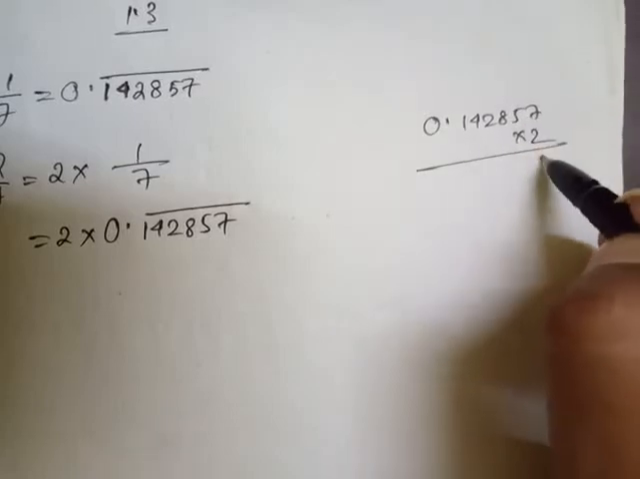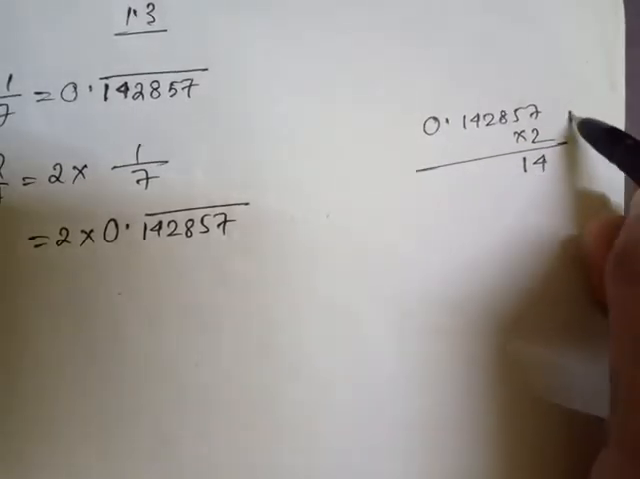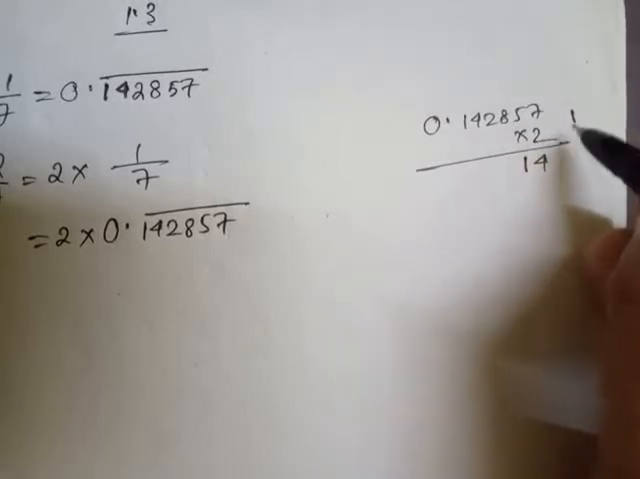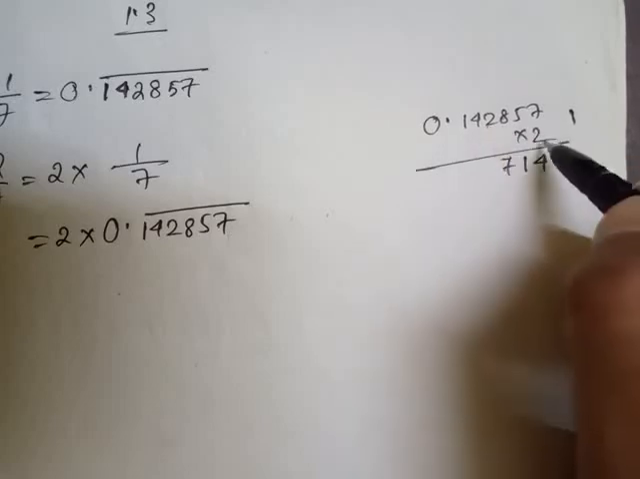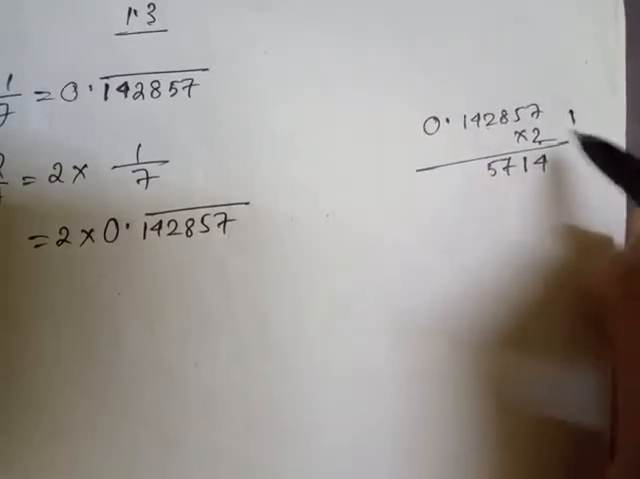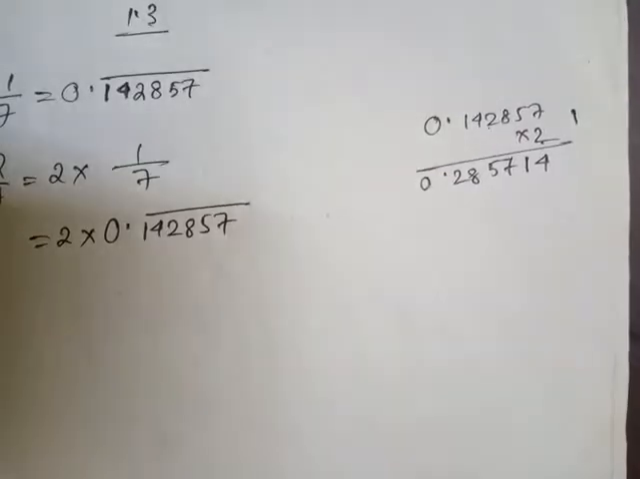Now 7 plus 7 is 14, 4 carry 1. 5 plus 5 is 10, plus 1 is 11, 1 carry 1. 8 plus 8 is 16, 16 plus 1 is 17, 7 carry 1. Then 2 plus 2 is 4, 4 plus 1 is 5. Then 4 plus 4 is 8, 2 plus 1... then 0, 285714.